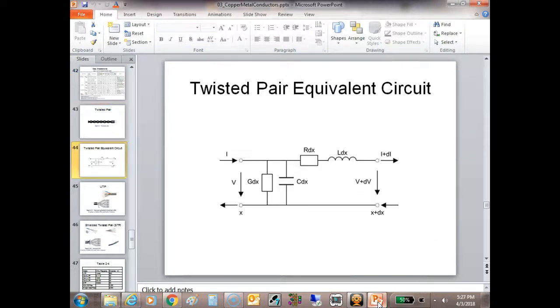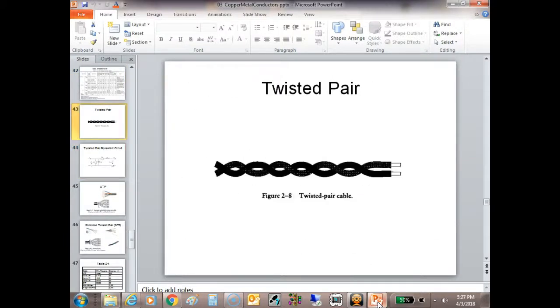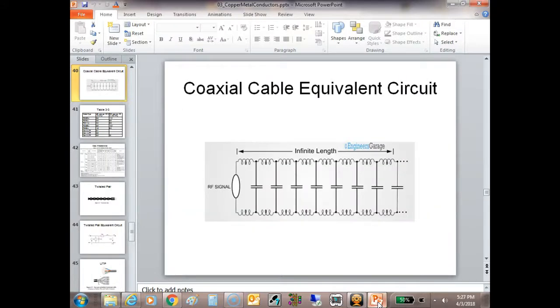I think we went over this, the basic equivalent circuit for twisted pair. This is the equivalent circuit for coaxial cable. Now, whether you understand this or not, what it does is it sets up an impedance. Y'all understand the difference between impedance and resistance? So what's an impedance?